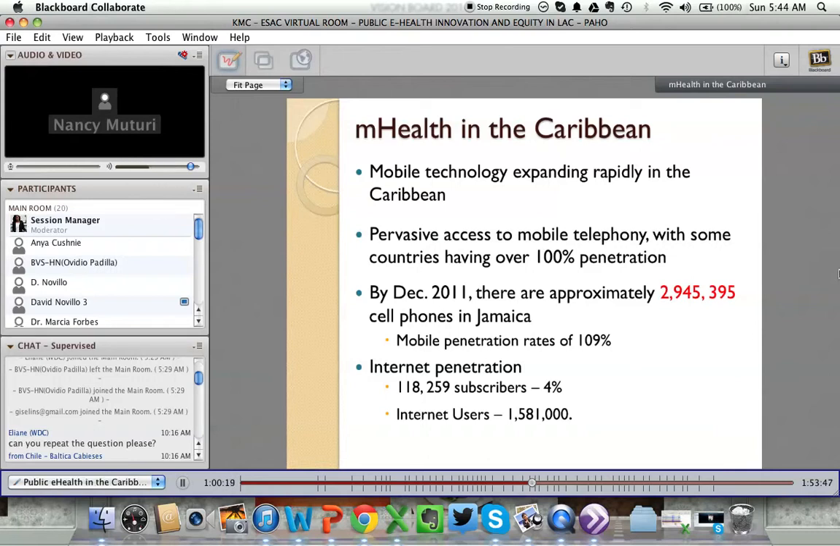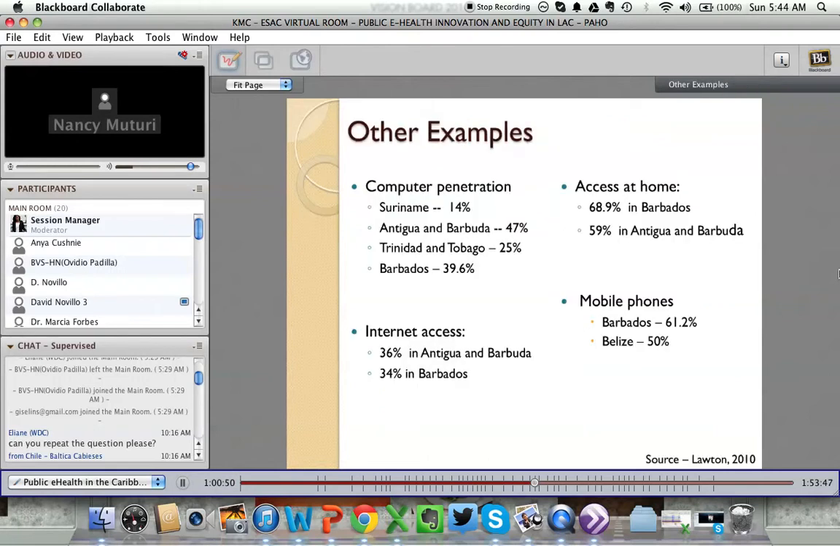So there is, especially in Jamaica, for example, mobile penetration of more than 100%. There are people who have more than one cell phone. And that's a good thing in terms of eHealth, although internet is still dragging, particularly access to internet at home. But when you look at portable and other cell phone technologies, that is a good opportunity, at least for mHealth, in the next few years.